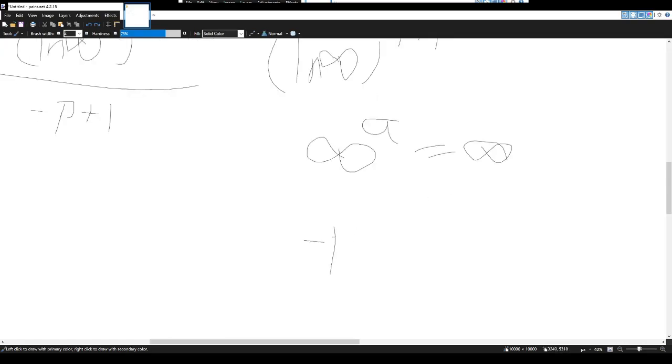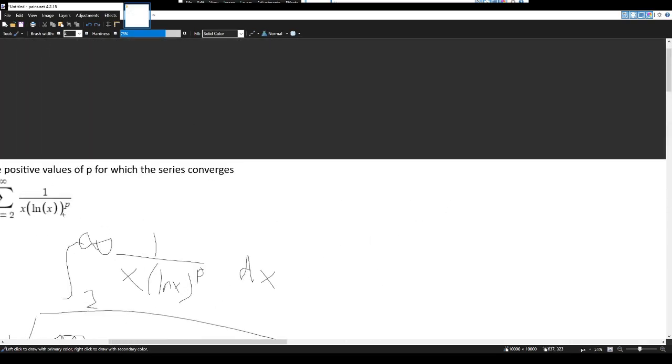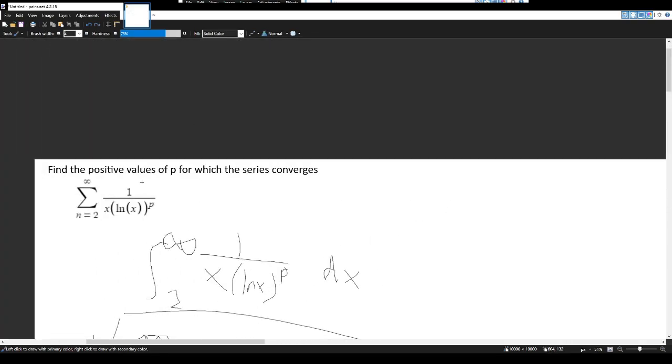So we want negative p plus 1, this exponent, to be negative. We want this to be less than 0, because then we're going to get something like 1 over natural log infinity to whatever. It doesn't matter. So if we want negative p plus 1 to be less than 0, then we add p to both sides. We want p to be greater than 1. So that means that this will converge for any value p greater than 1. And that is our answer.